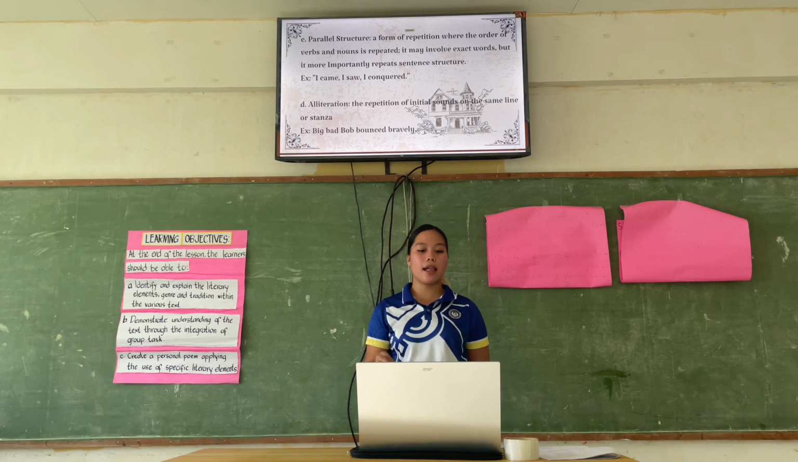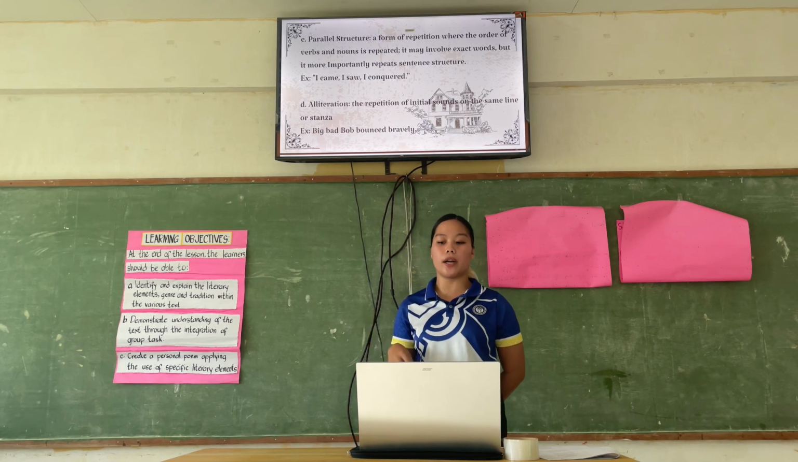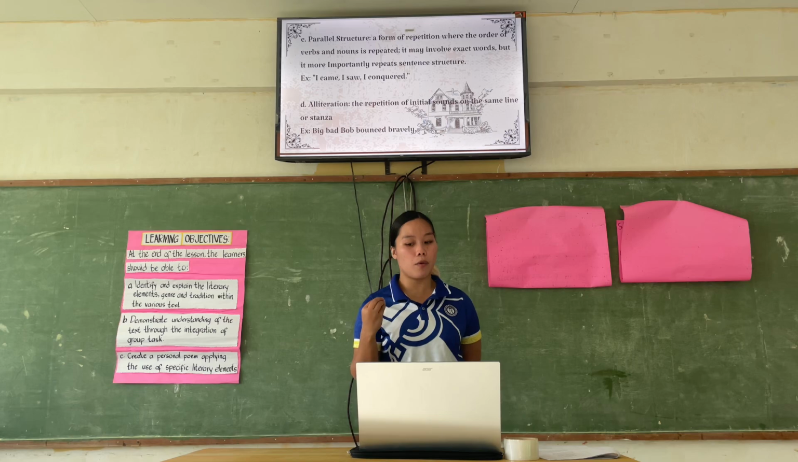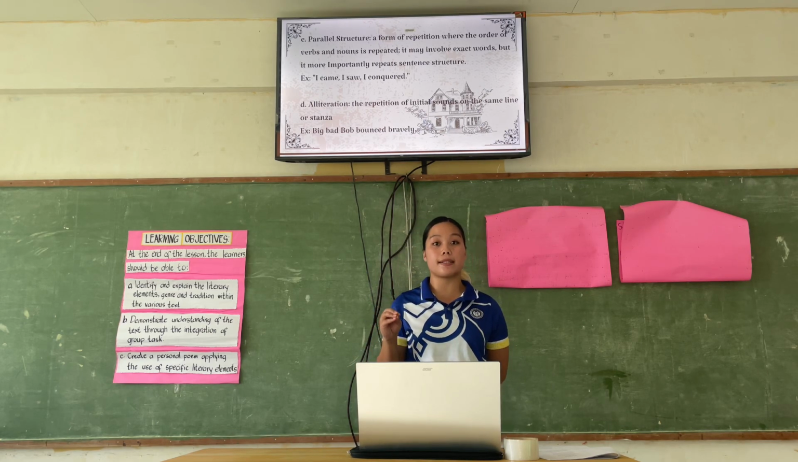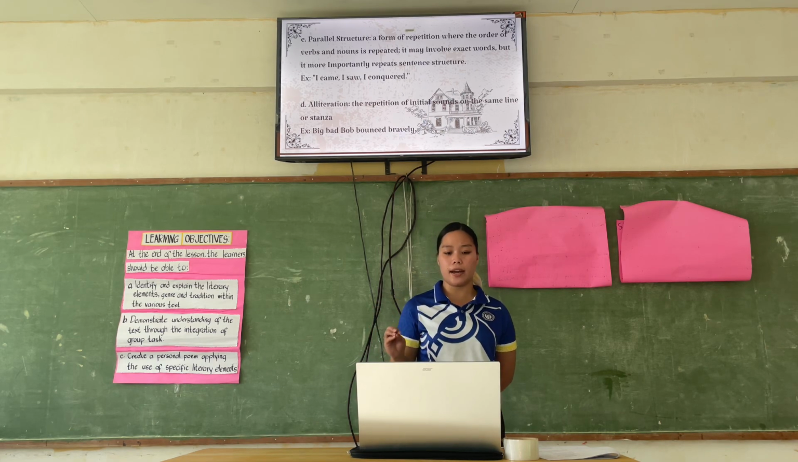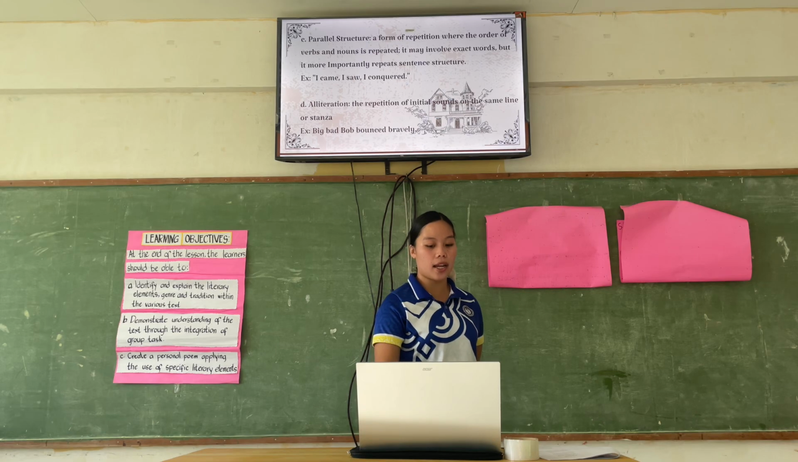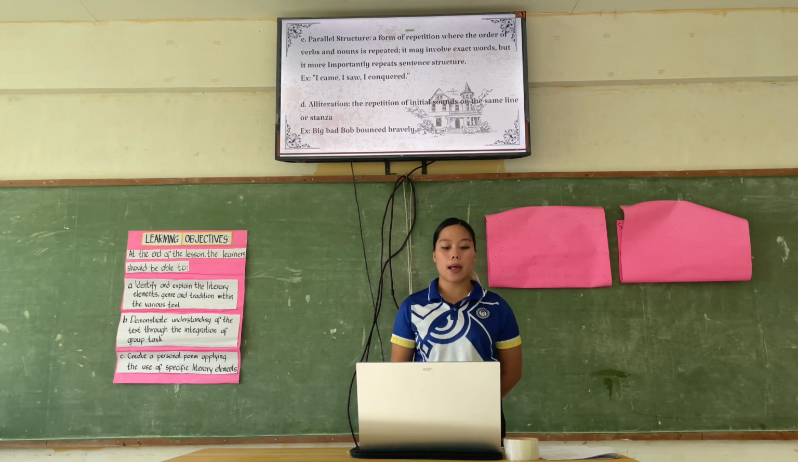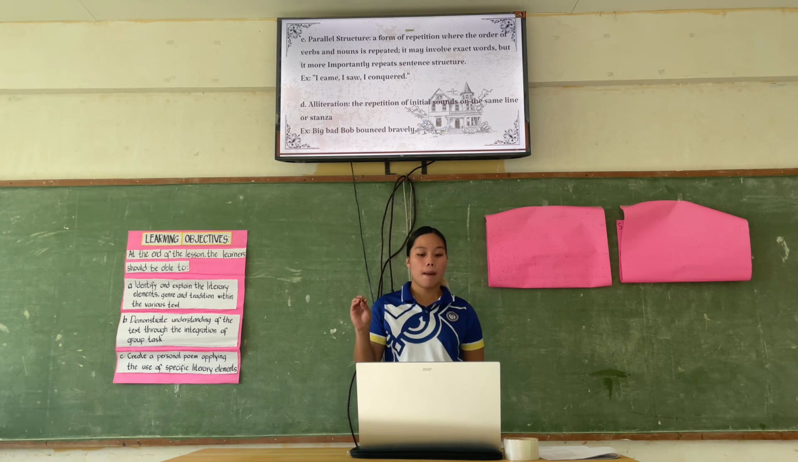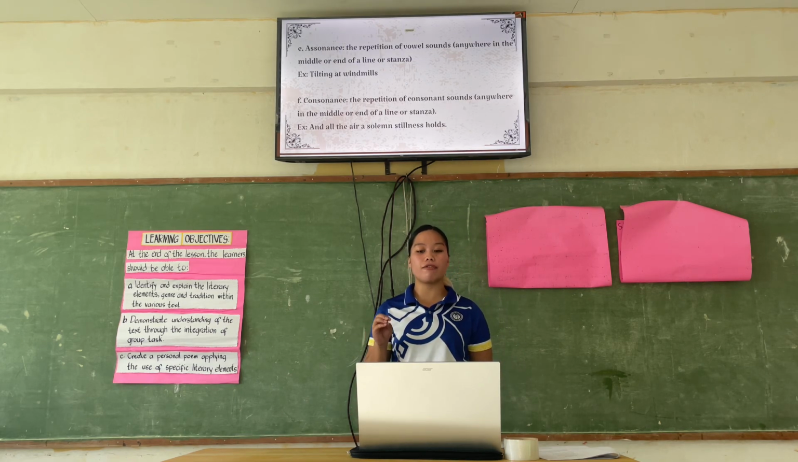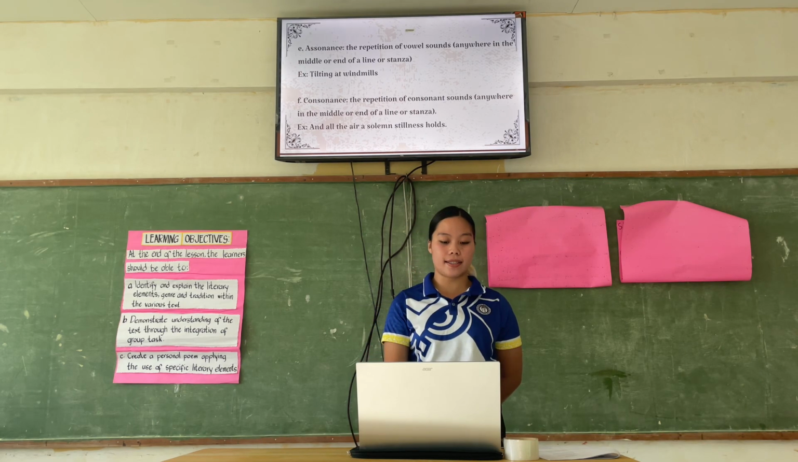Next is parallel structure, a form of repetition where the order of verbs and nouns is repeated. It may involve exact words, but more importantly it repeats sentence structures. Example: I came, I saw, I conquered. Next is alliteration, the repetition of initial sounds on the same line or stanza. Example: big, bad, bounce, bravely. Next is assonance, the repetition of vowel sounds anywhere in the middle or end of a line or stanza.